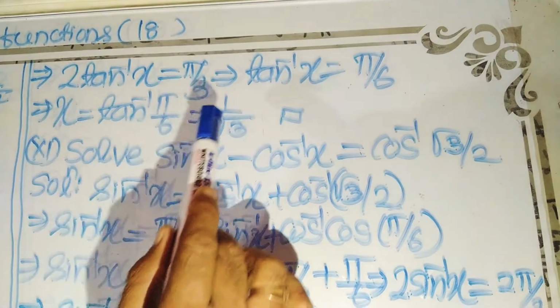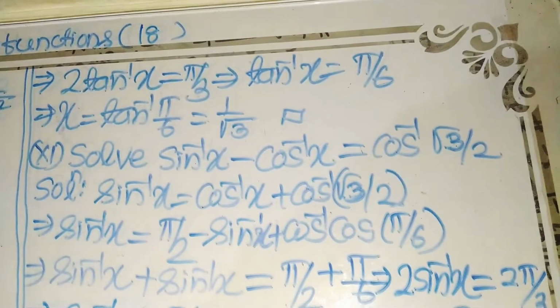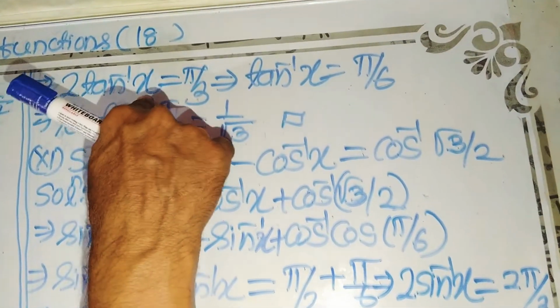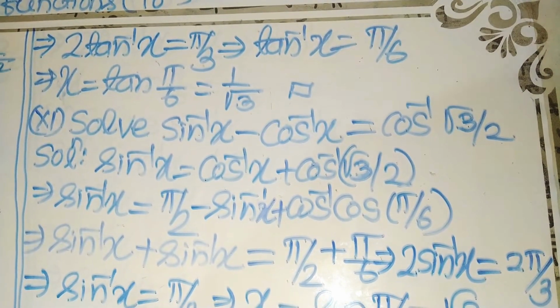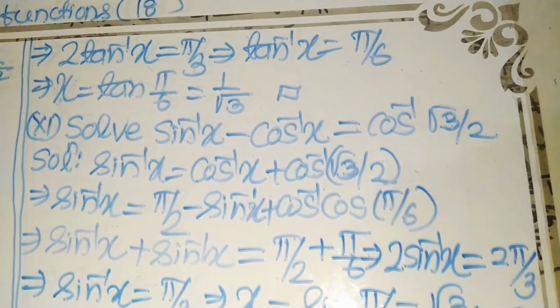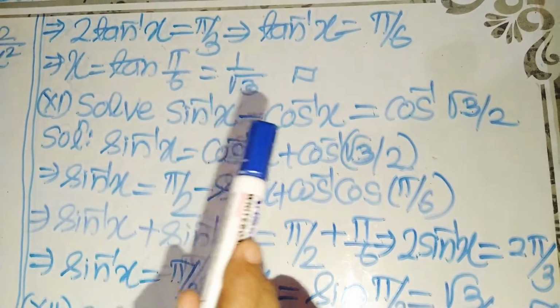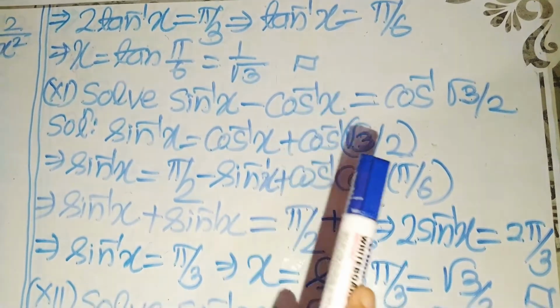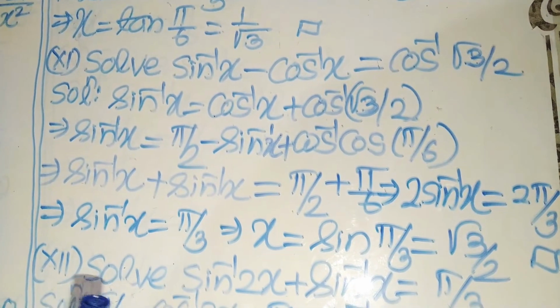Tan pi by 6 is 1 by root 3. Sorry, tan pi by 6, not tan inverse. This is tan pi by 6, that is 1 by root 3. So the value of x is equal to 1 by root 3. Then 11th bit: solve sin inverse x minus cos inverse x is equal to cos inverse root 3 by 2.